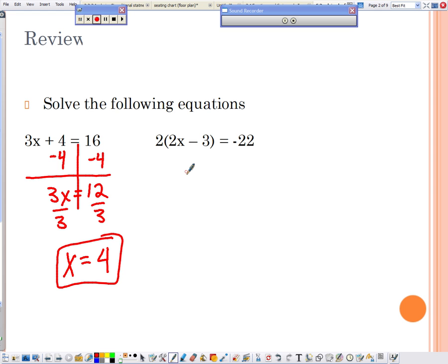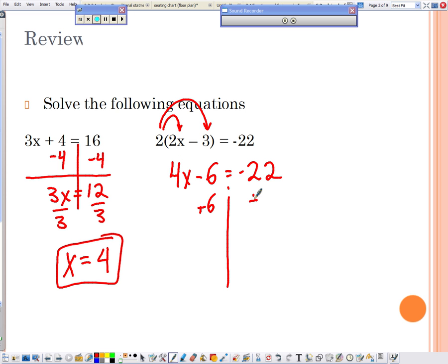Okay. On the next example, the first thing that we've got to do before we can solve it for x is distribute. So 2 times 2x is 4x minus 6 equals negative 22. Okay? And then we're going to solve it to get the x by itself. The first thing we're going to do is eliminate the 6. So we're going to add 6 to both sides. So 4x equals negative 16. And then divide by 4. So x equals negative 4.